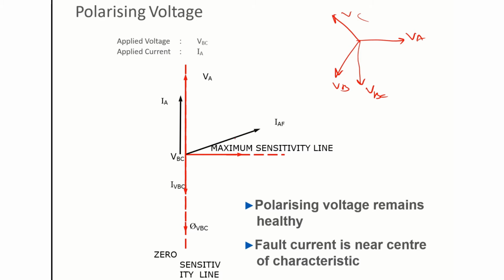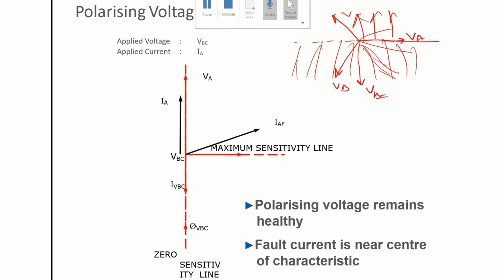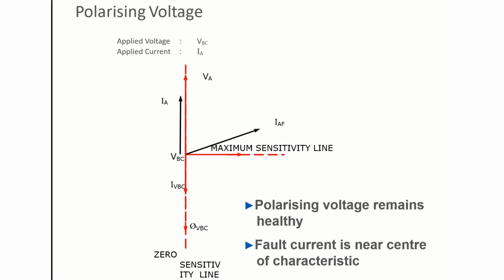Now, at the time of fault, we don't know where my current will come. The current can be anywhere, like here, here, here. But as long as the current is in the same direction as this, we can say that this is the operate direction. If the current is in the opposite direction, we can say this is the restraint direction. So this is the basic concept that is used.